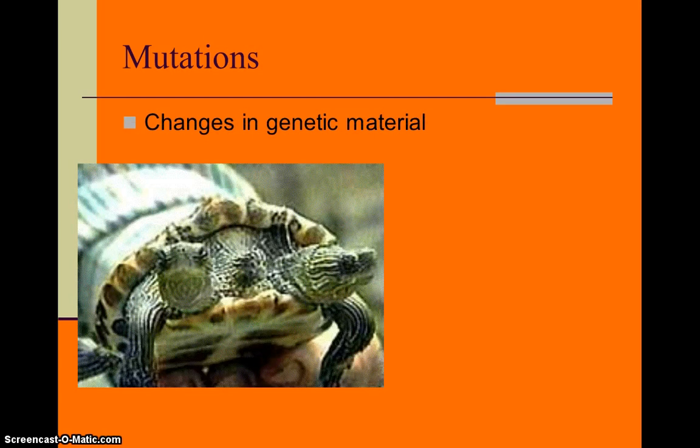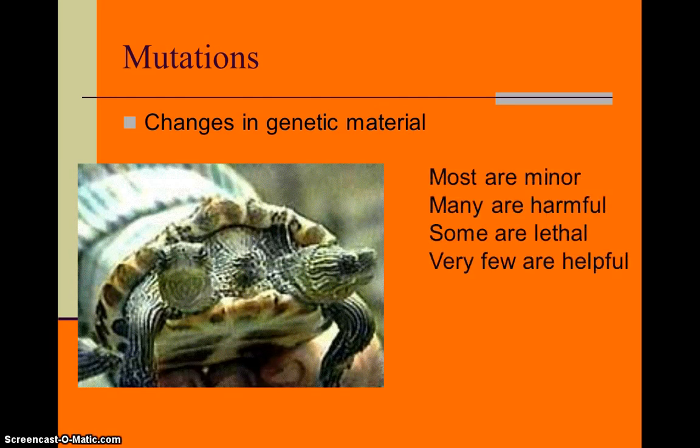So mutations, here's a mutation right here. We have a two-headed turtle. It's obviously a mutation. Okay, and a mutation is going to be a change in the genetic material. Most are minor. Many are harmful, some are lethal, and very few are very helpful. So some mutations aren't helpful. We have, I guess it'd be a conjoined turtle here.